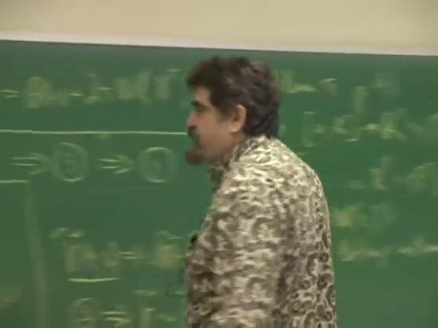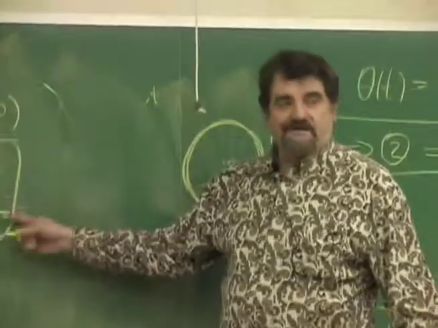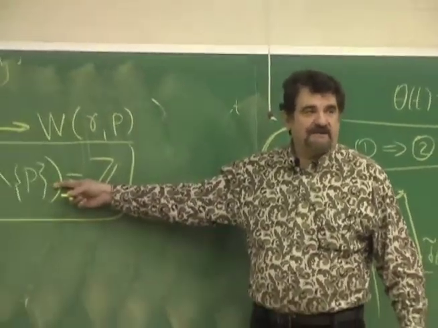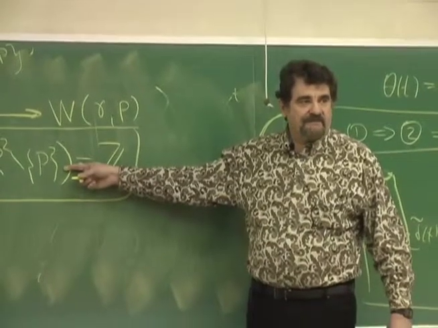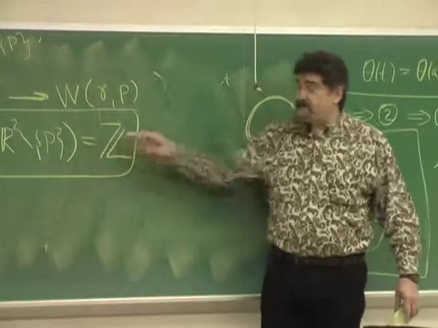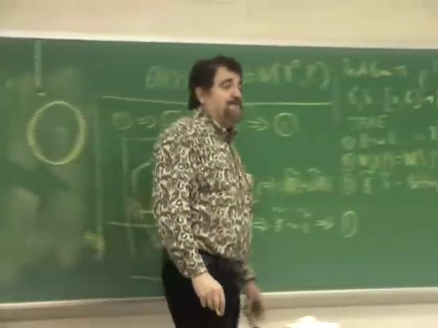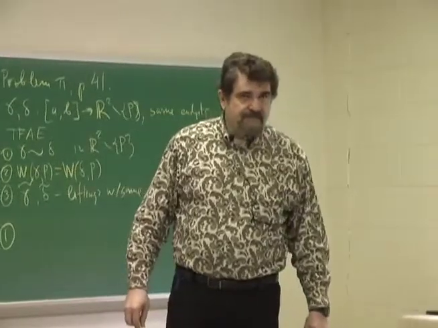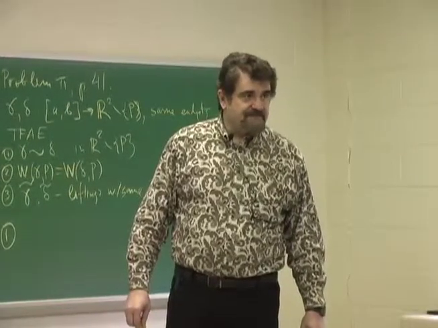But Z is obviously a group, so there should be a natural group structure here, and there is a natural group structure here, but I don't want to discuss it right now. And then this is a group isomorphism.